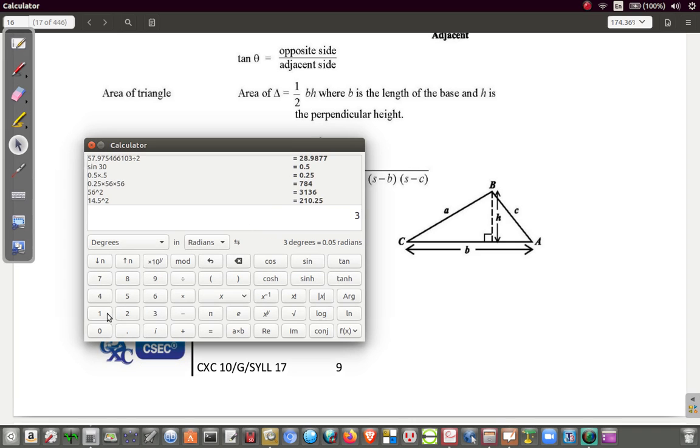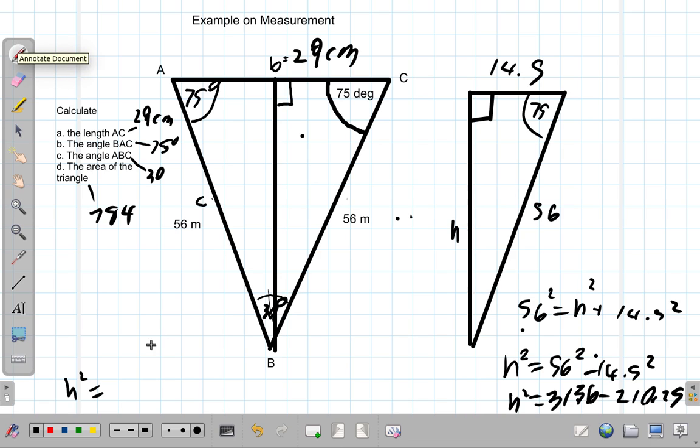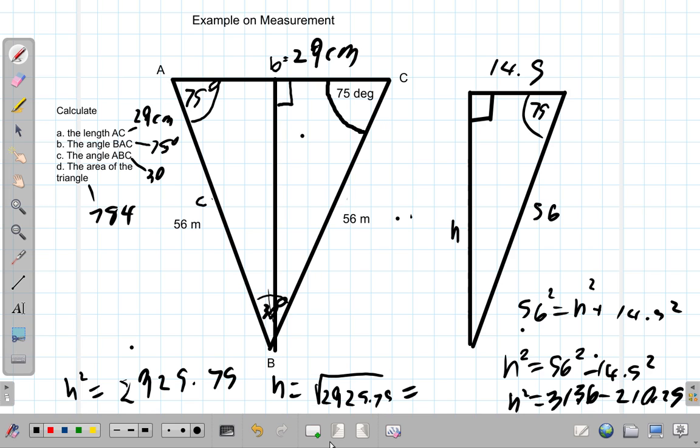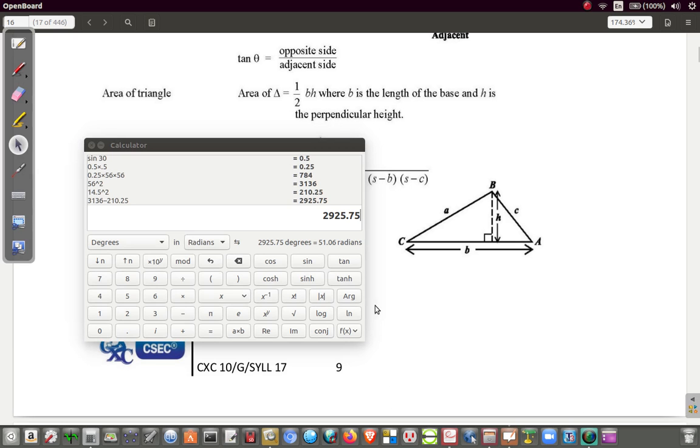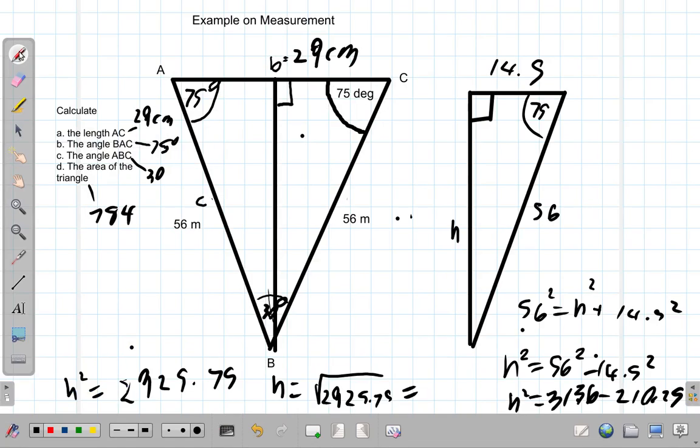So we have 3136 minus 210.25 equals 2925.75. So h squared is 2925.75, and h is the square root of 2925.75. So let's find the square root of that. The square root equals 54. Let's call it 54 flat. Alright, this is 54.